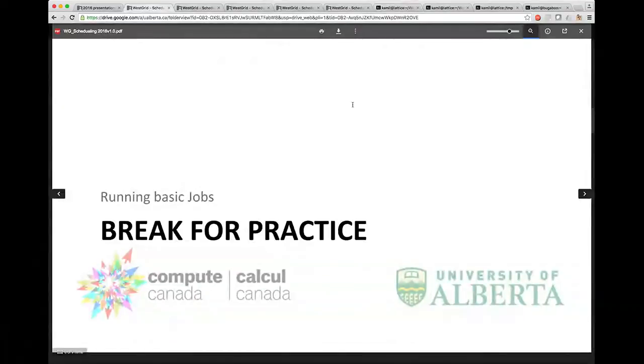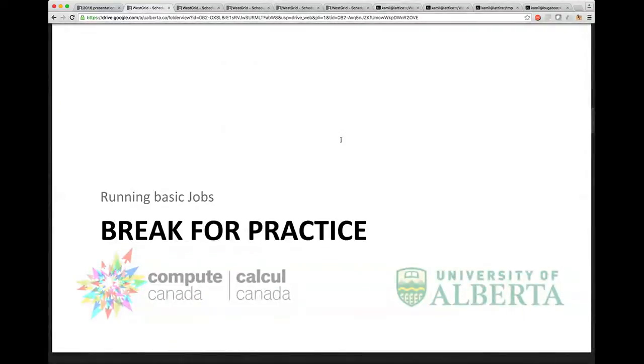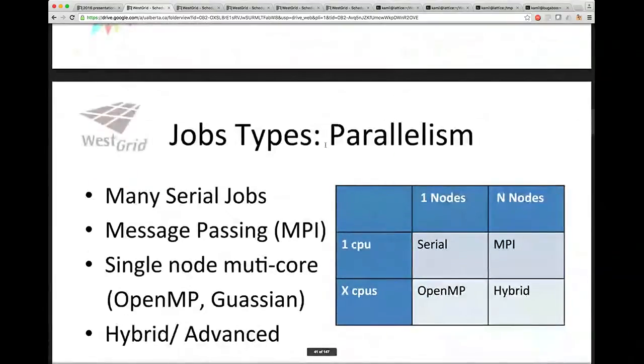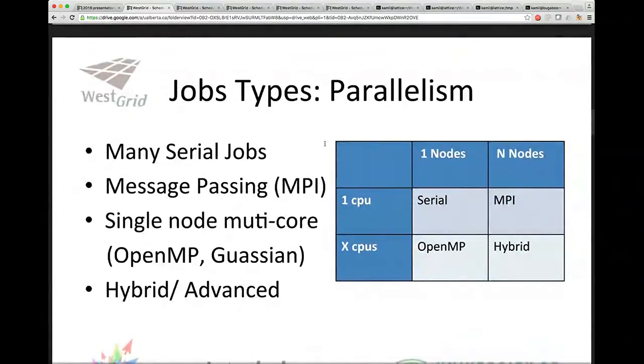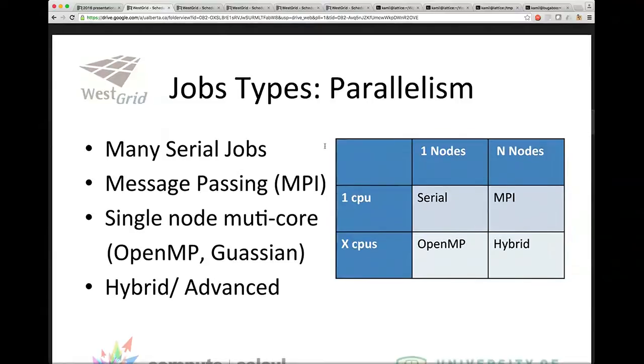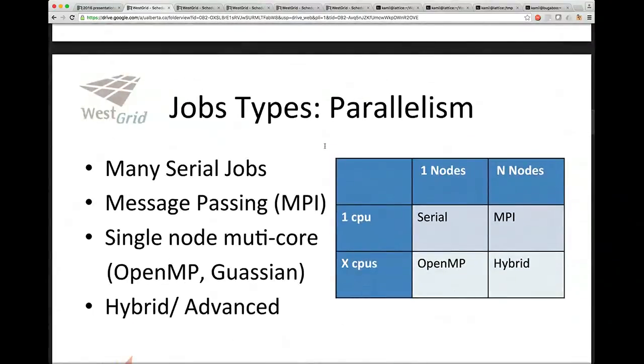Okay. We're going to go a little bit further now. So, types of parallelism. We're going to start running using more resources. So what types of parallelism are there? Well, one type of parallelism is to use many serial jobs, so many one-core jobs. That's a great type of parallelism. Another one is to use message passing.